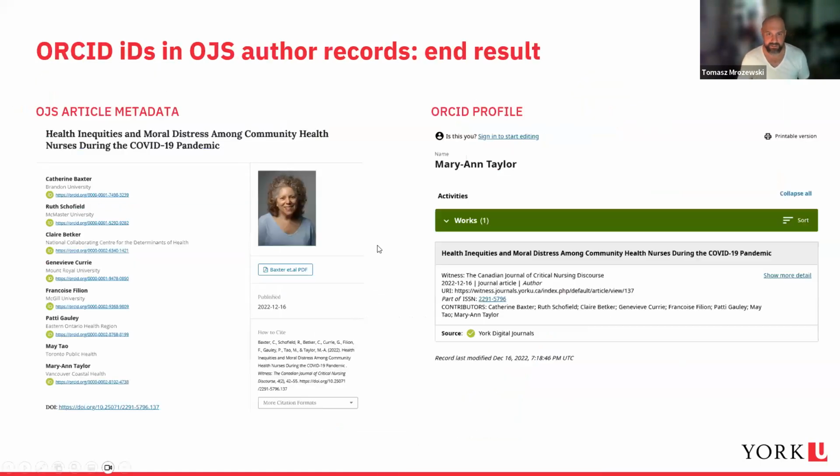Now, what does this look like? At the end of the day, we've got 2 screenshots here. On the left, we're seeing a screenshot from the metadata page of an article in OJS. In this article, we've got 8 authors, 7 of whom have connected their ORCID IDs. As I had mentioned, we're seeing a lot of uptake among co-authors, which again tells me that the automatic prompt is working quite well. Co-authors are reliably able to add their ORCID IDs.